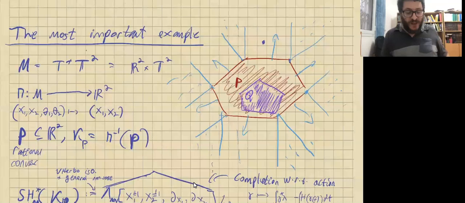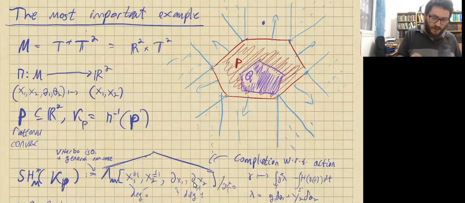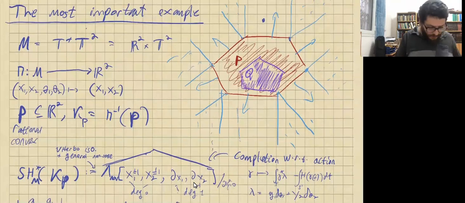So the most important example, let's revisit, like every talk in mirror symmetry has to start: the starting point of mirror symmetry is when you talk about tori. So let's talk about the case where you have the cotangent bundle of a torus. You have this torus fibration where you forget the angles and pick a convex rational polygon, P, and let's denote by K_P the preimage of this convex rational polygon. And then we could ask, what is the local symplectic cohomology of this thing? And I give you immediately the answer.